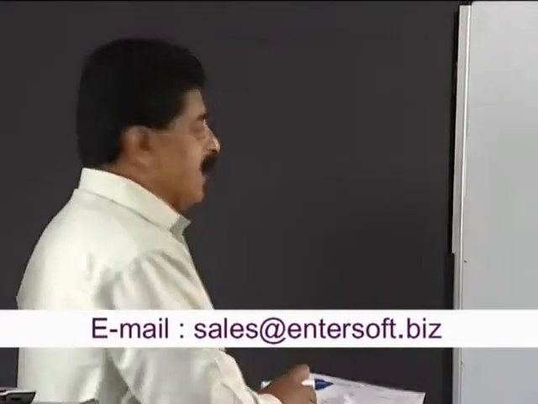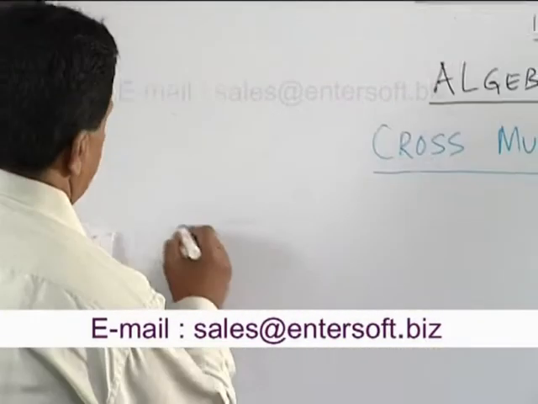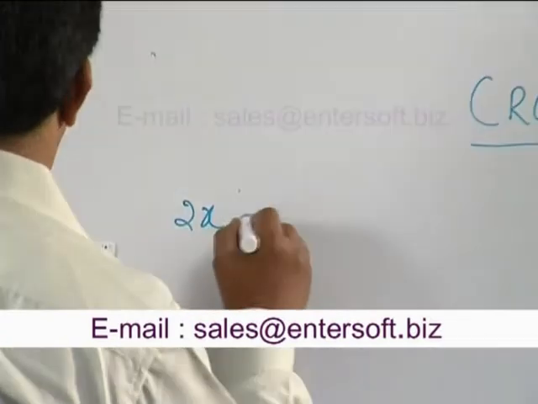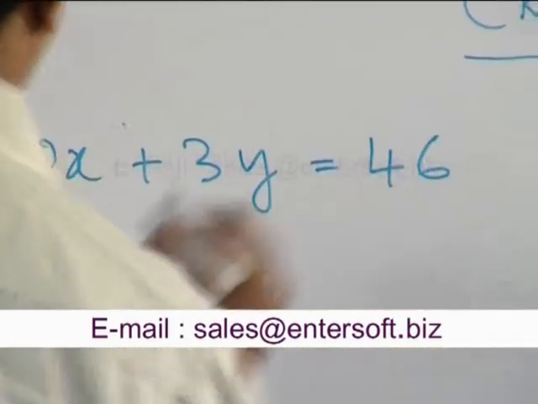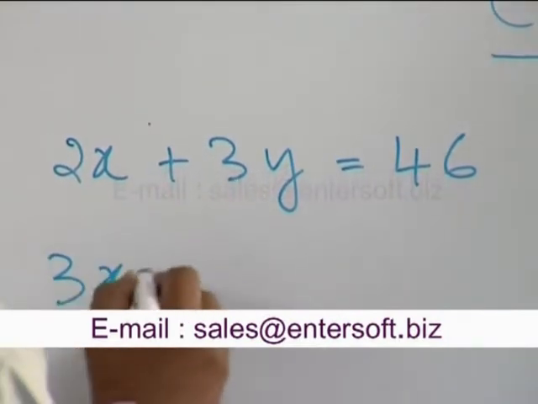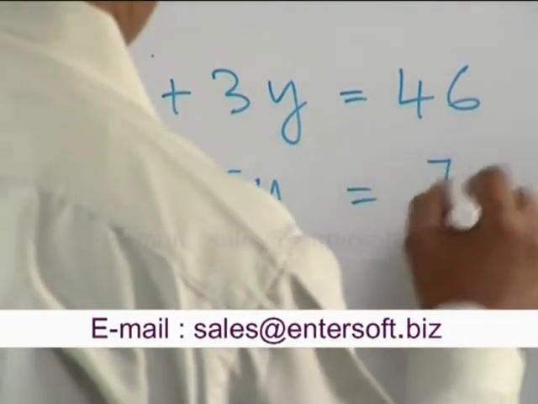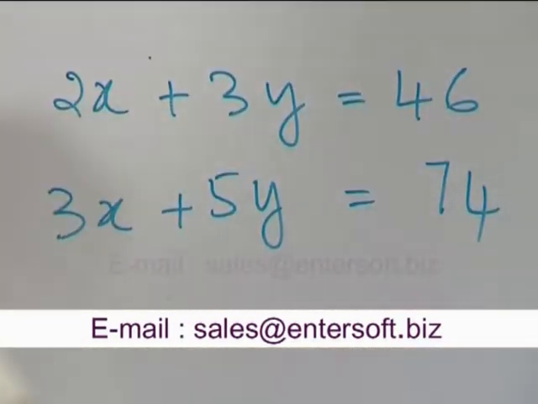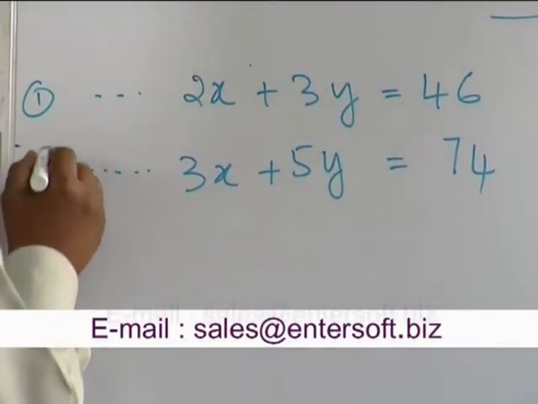Now let us take a small example in this particular case. Let us say 2x plus 3y is equal to 46, 3x plus 5y is equal to 74. Let us assume this is the first equation, this is the second equation.